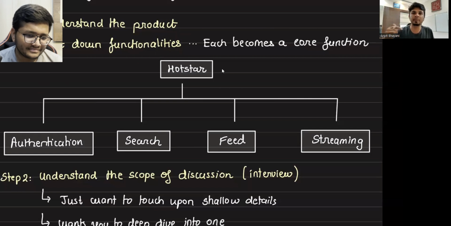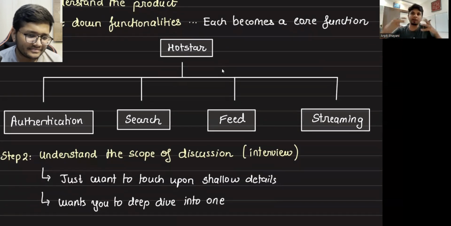So your first step should be, now that you have an understanding of the product, as a user, as a consumer of the product, to simply write down what functionalities Hotstar has. What do you do in Hotstar? Authentication. Once authenticated, you can search, you can see your feed, and by clicking on an item you can start streaming, right? These are the rough four functionalities that you have.